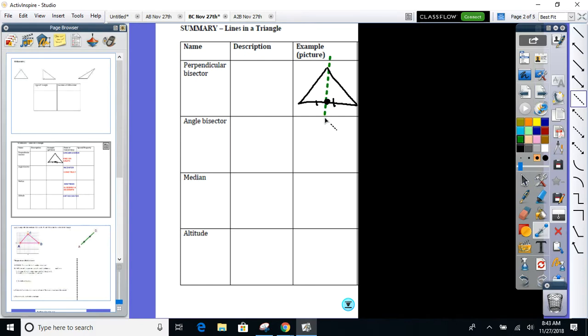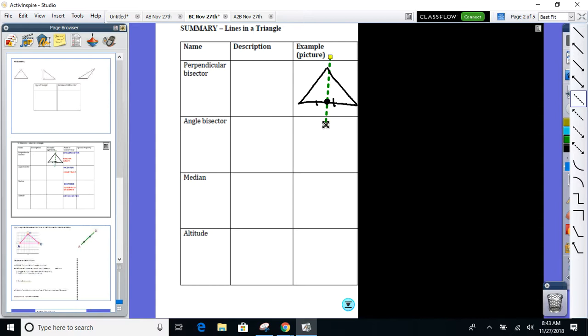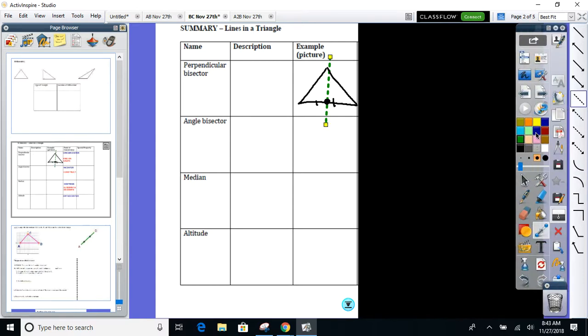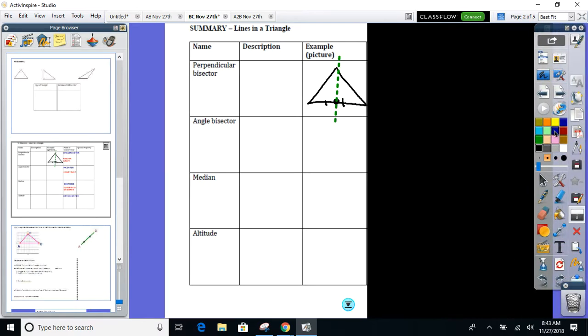I'll do my best here. I'm going to keep it. I don't care if you don't like it or not. That is perpendicular to it. My stress here is it does not have to come from a vertex, but should be perpendicular.